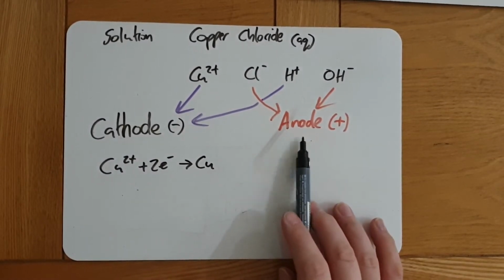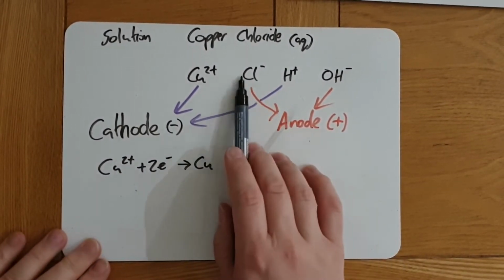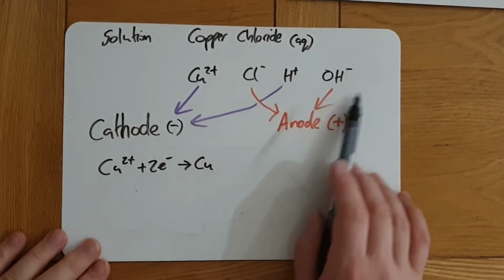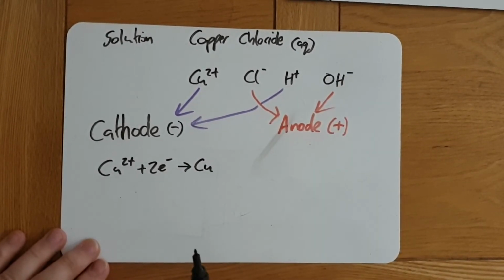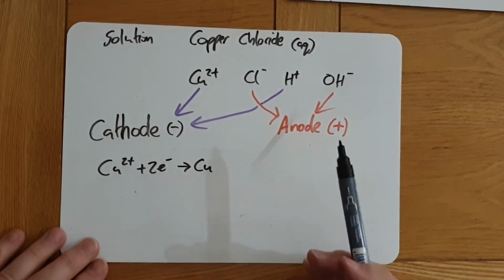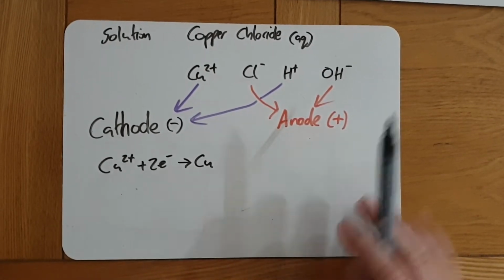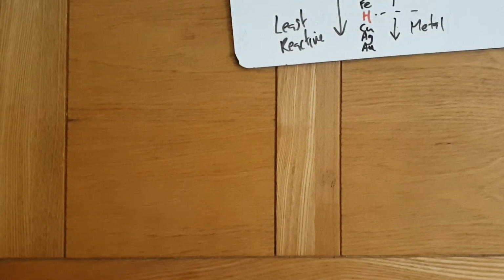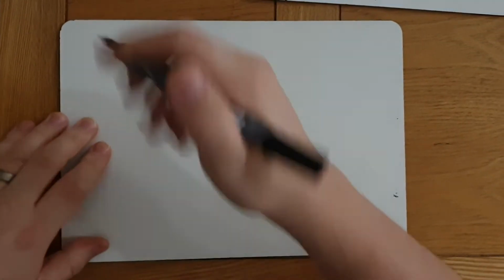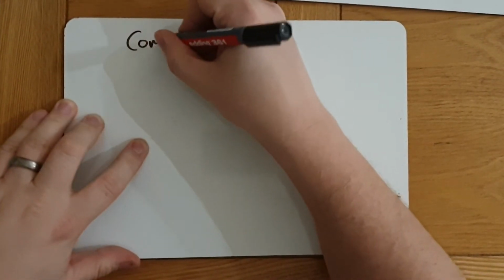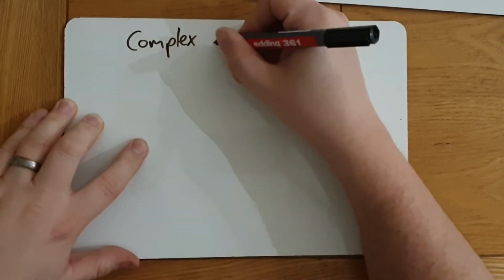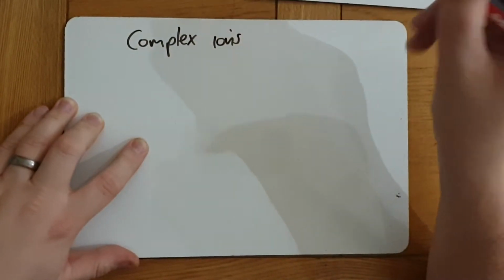At the anode, so what's going to happen? Are we going to make chlorine, or is this ion going to react instead? The rule there is a little bit easier. I'll come back to this board because I want to, actually, I'll use a different one. So if I use the phrase complex ions, right?